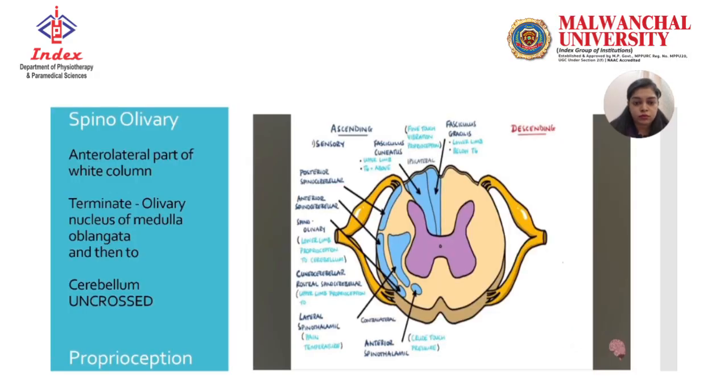So now the last one is spino-olivary, that is in the anterolateral part of the white column, and its function is proprioception. So this is all about the ascending tracts.